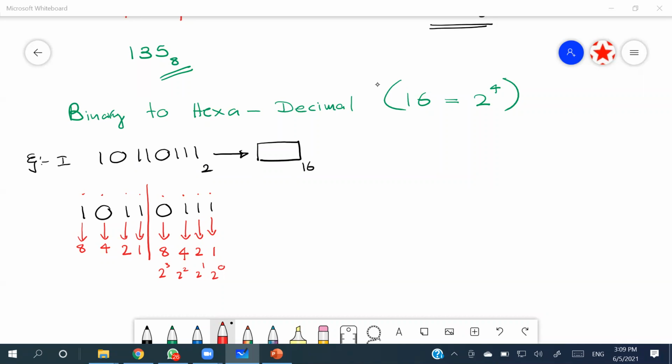So we take 1, 2, 4, and 8 as the place values by considering that this particular group is a small binary number. So now it is easy. What are we going to do?